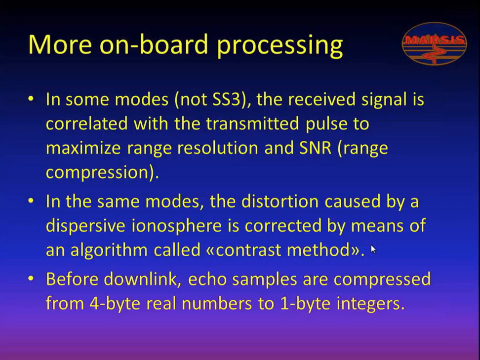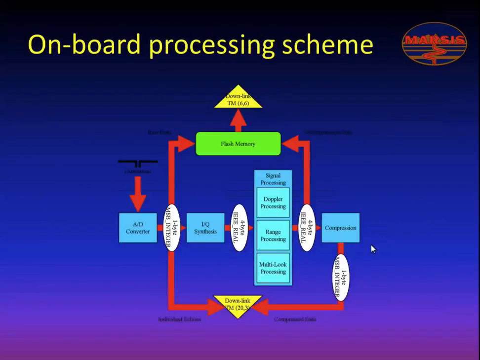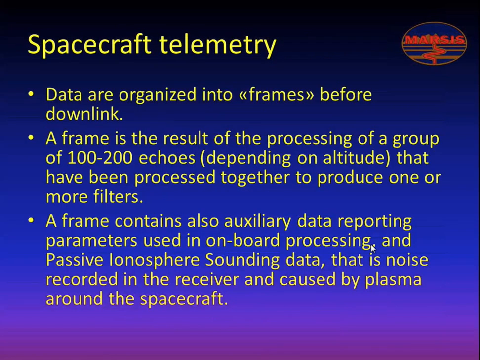Sometimes the echo is severely distorted by the ionosphere. The plasma of the ionosphere acts as a dispersive medium, so that lower frequencies within a pulse reach the radar later than higher frequencies, and this essentially broadens the echo, causing the loss of both signal to noise and resolution. Yes, this is for the real aficionado.